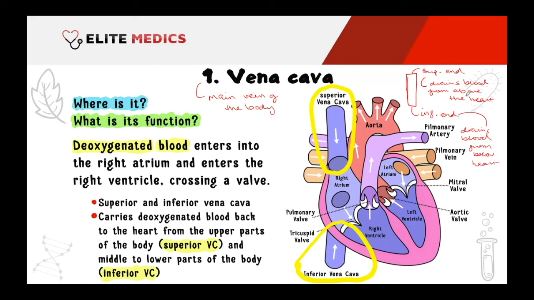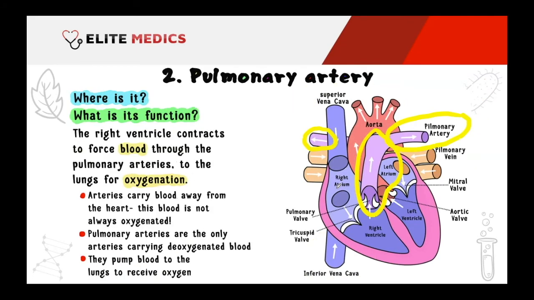So above the heart, like I said, it might be from structures like the head and neck, for example, and structures below the heart, it might be your abdomen and legs, okay? So blood would go into the vena cava, and then empty into the right atrium. So we're now going to look at the pulmonary arteries.